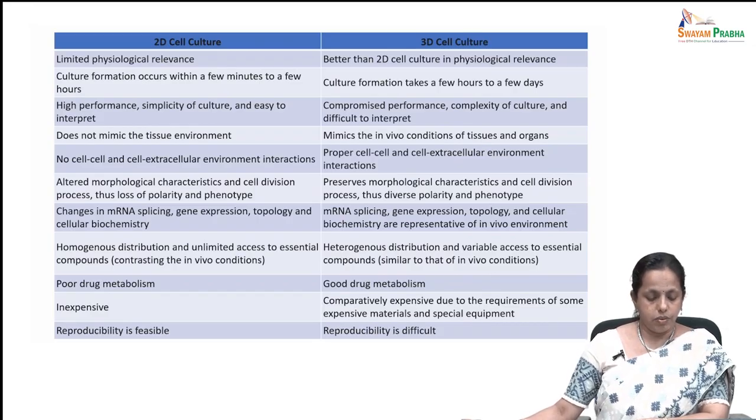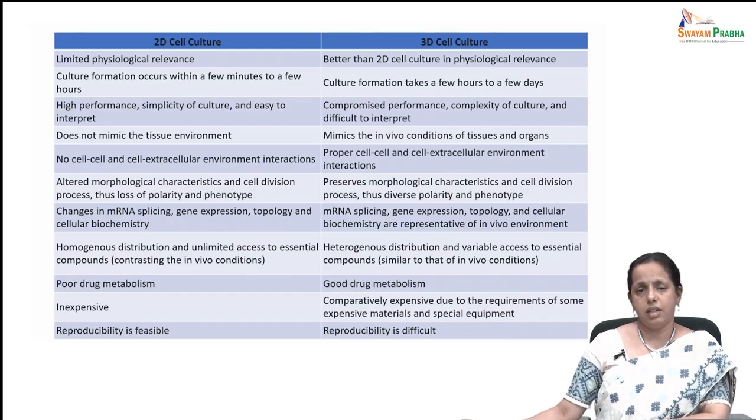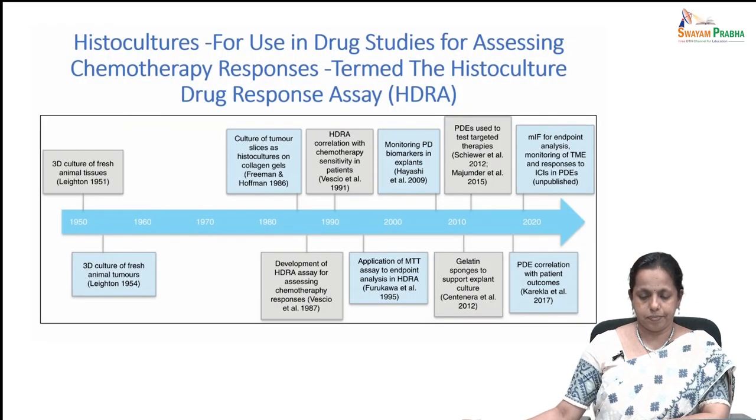Whereas all these characteristics are representative of the in vitro environment. There is homogeneous distribution in 2D, as mentioned before, and unlimited access, but because of forming a spheroid, the distribution of the drugs and the access to nutrients is not as uniform as before. There could also be poor drug metabolism. The 3D cultures are much more expensive, and a specialized skill set may be needed. Reproducing a drug IC50 in 2D cultures is easy, whereas in 3D cultures it is a real challenge.